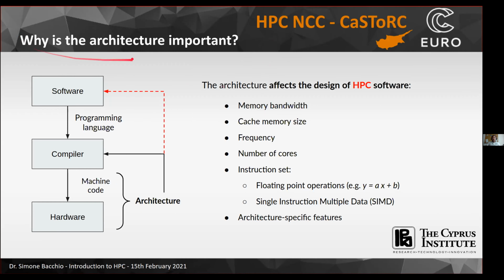Why is the architecture important? Why do we focus on this kind of architecture? Because when we do HPC, it's very important to know the specifics of the machine we are going to deal with, and what we have to do is optimize our software for it.